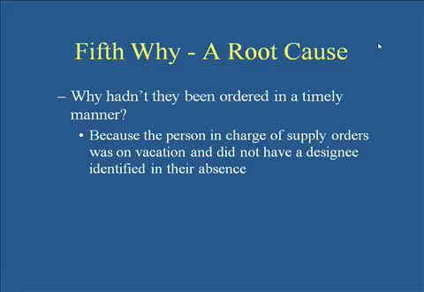5 cycles of asking why is typically sufficient to get to a root cause, but you may need to ask more questions than 5, or you may need to ask less. 5 is just an arbitrary number to remind you to dig deeper into the issue, to get past the surface explanation.